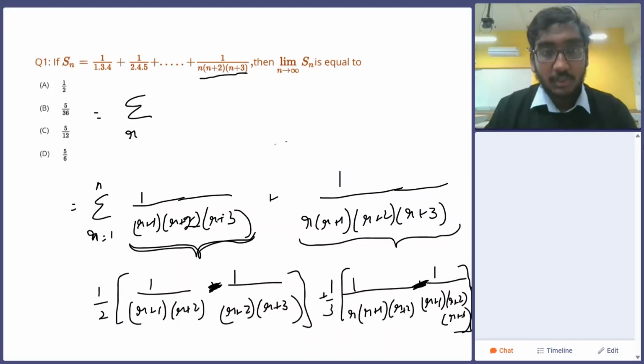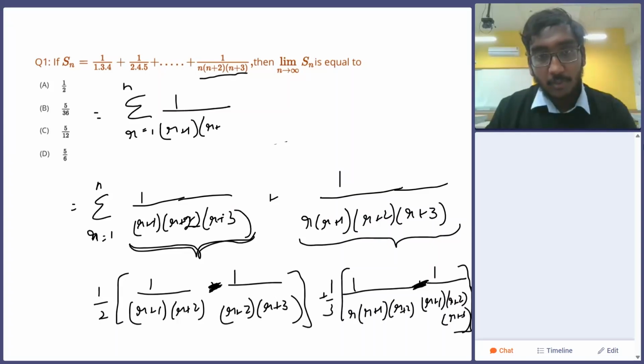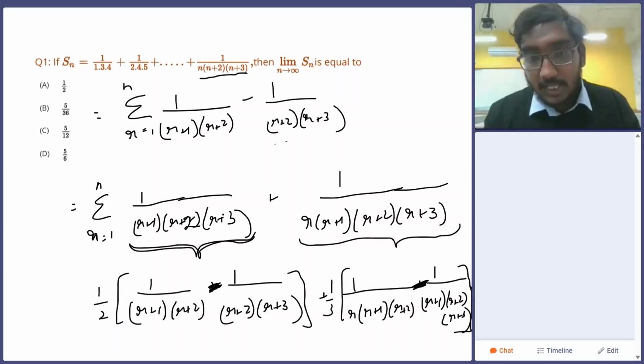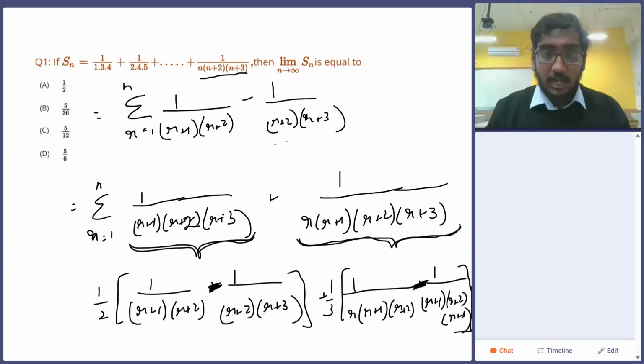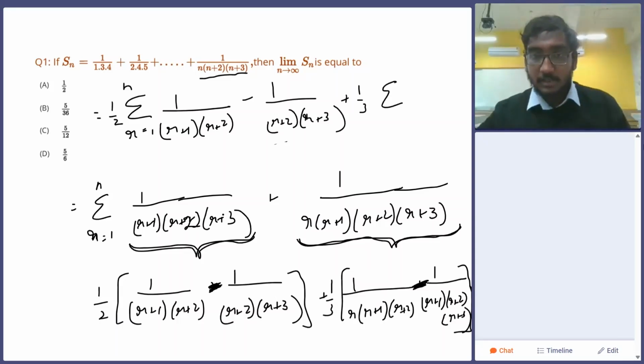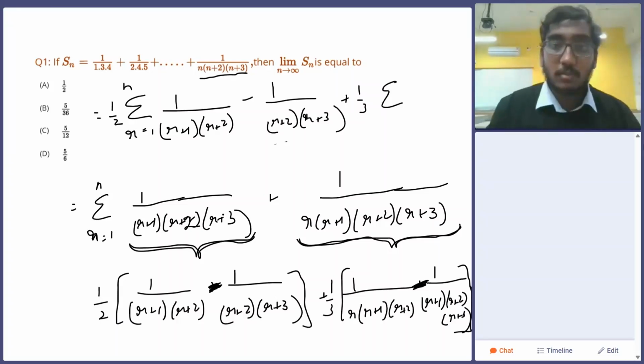After this, what we will do is, for r equal to 1 to n, this summation will be split into two summations. 1 by r plus 1 into 1 by r plus 2, right? Minus 1 by r plus 2 into 1 by r plus 3, okay? This will be the value of the first term in the summation. What about the value of the second term in the summation? It will be, and there is a half over here, plus 1 by 3 over here, summation 1 by r into r plus 1 into r plus 2 minus 1 by r plus 1 into r plus 2 into r plus 3, okay?